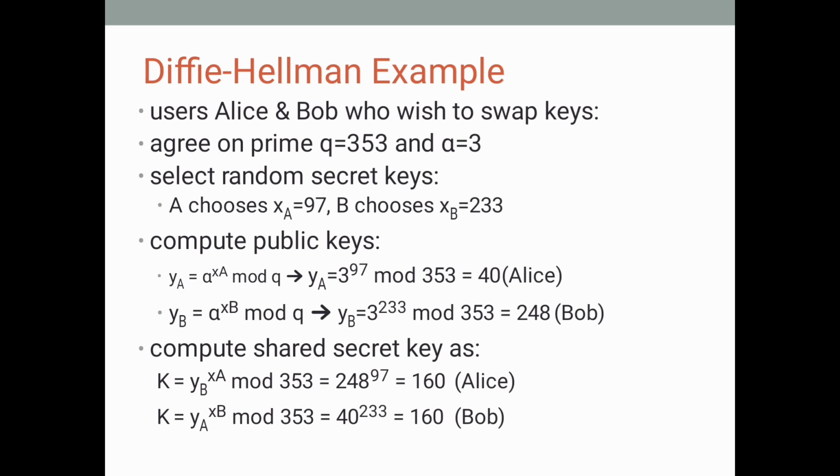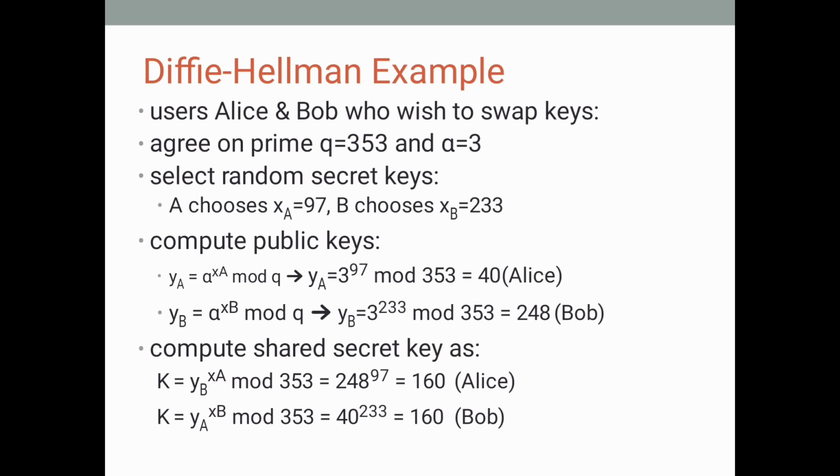So we can see another example also. Here also the users Alice and Bob want to communicate or exchange keys. So they agree on a prime number q is equal to 353 and alpha, which is equal to 3. They are selecting random secret keys. Here user A chooses the private key xa, which is equal to 97, and user B chooses the private key xb, which is equal to 233, and they are going to compute the public keys.